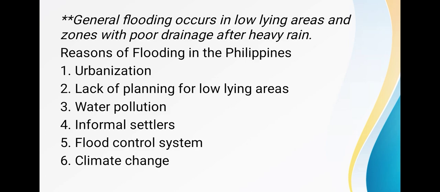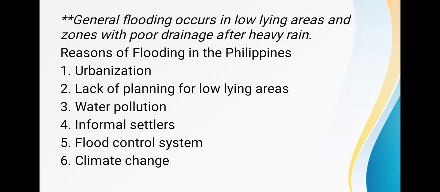Number two, lack of planning for low lying areas. The government should inform those living in low lying areas that they are at risk during flash floods. Number three, water pollution. Because of the elements that we incorporate into water, or because of the hazardous chemicals, garbage and other things being thrown into water, water pollution will of course contribute to flash floods.